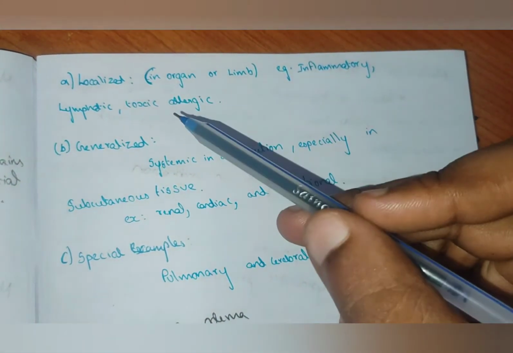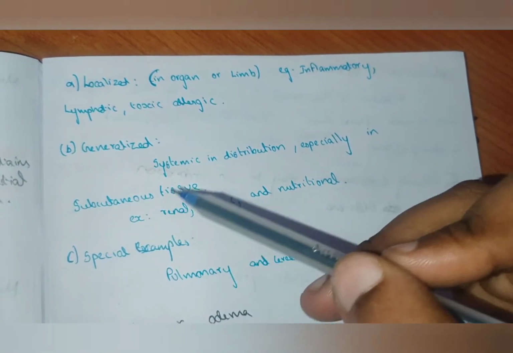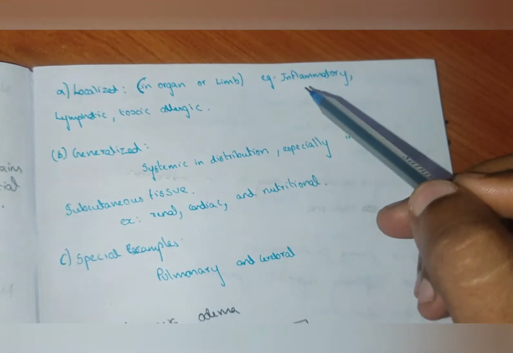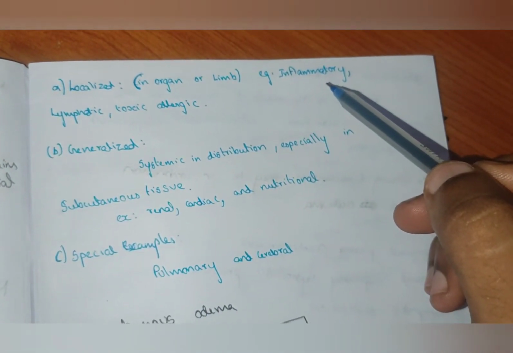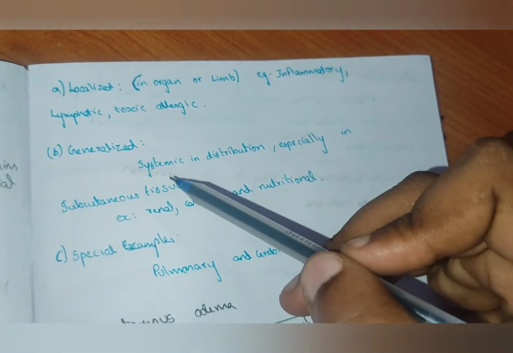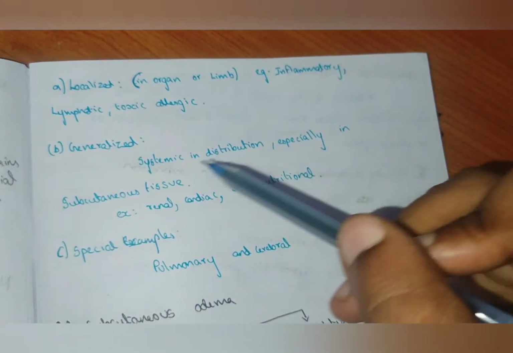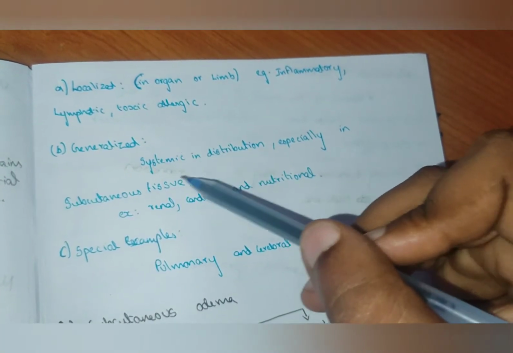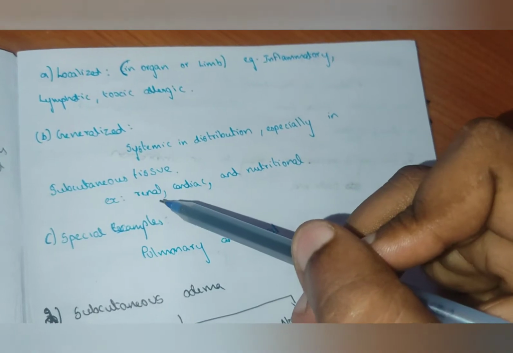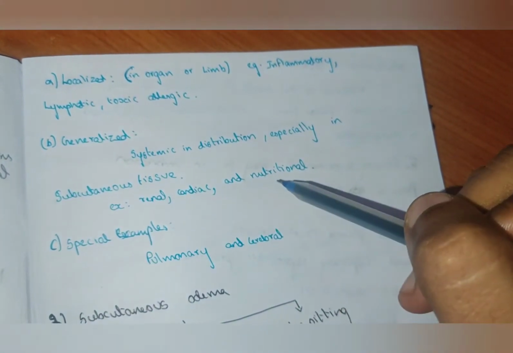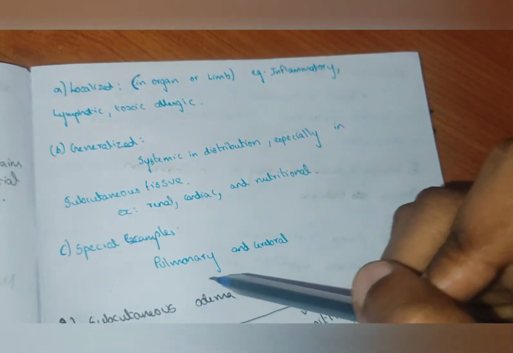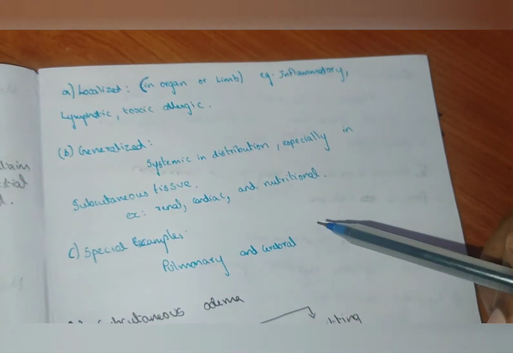There are three types of edema. They are classified as localized, generalized, and special examples. Localized: in organs of limbs, inflammatory, lymphatic, and toxic allergic. Generalized: systemic distribution, especially in subcutaneous tissue, for example renal, cardiac and nutritional. Special examples are pulmonary edema and cerebral edema.